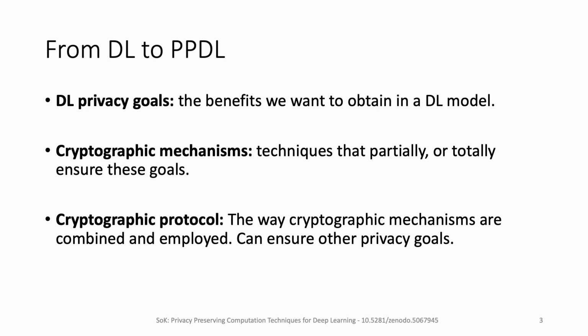First, to protect deep learning, we need to understand which are the privacy benefits we want to obtain from it. Once we know the goals, we can detail the different cryptographic mechanisms that ensure partially or totally these goals. Some authors purposely introduce modifications to the use of the mechanisms, in what we name protocols, to ensure more privacy guarantees.